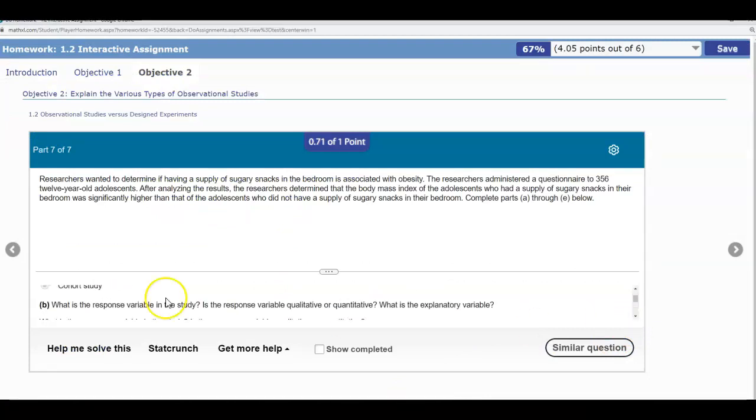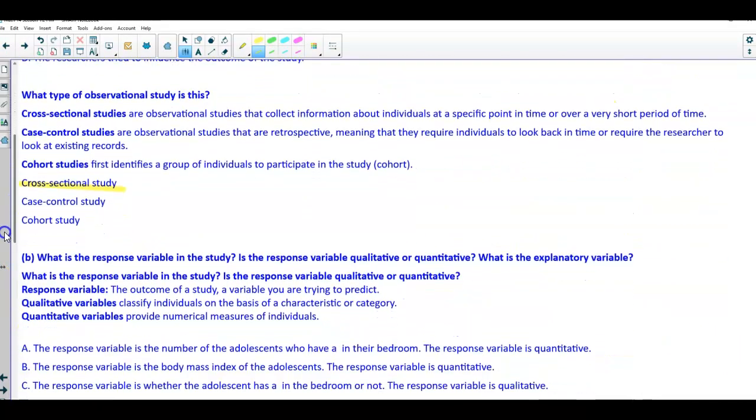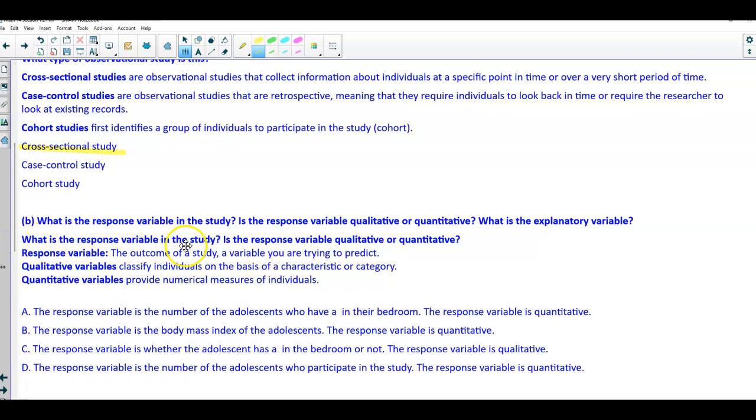Part B, what is the response variable in the study? And is the response variable qualitative or quantitative? And then what is the explanatory variable? Okay, so let's go ahead and go over the definitions here. So what is the response variable in the study? Remember that the definition of a response variable is the outcome of a study, a variable you are trying to predict.